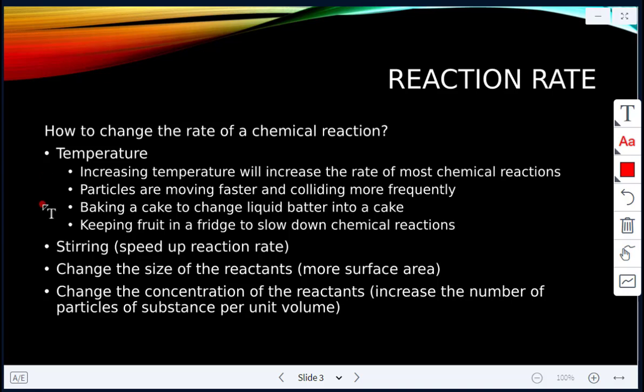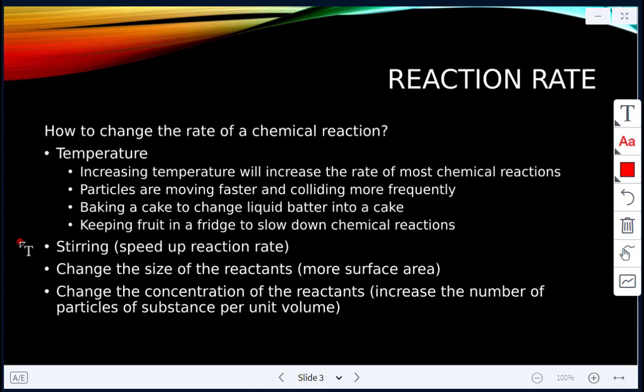For example, baking a cake to change the liquid batter into a cake. Another example, keeping fruit in a fridge to slow down chemical reactions. All right, so here we're decreasing the temperature to slow down the chemical reaction, right? Increasing the temperature to increase the rate of chemical reactions.